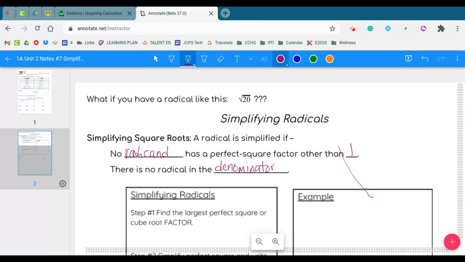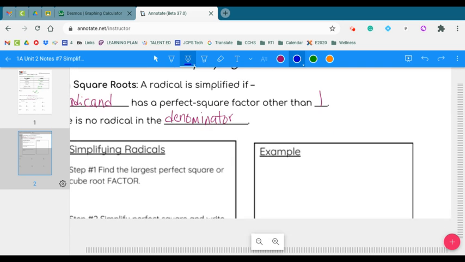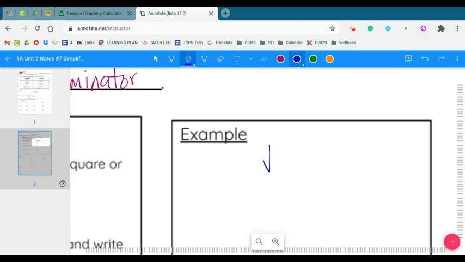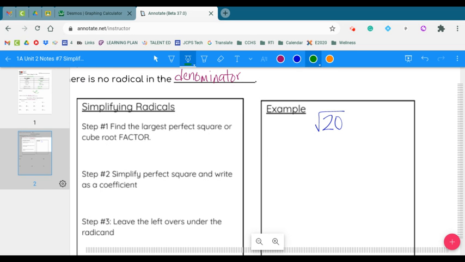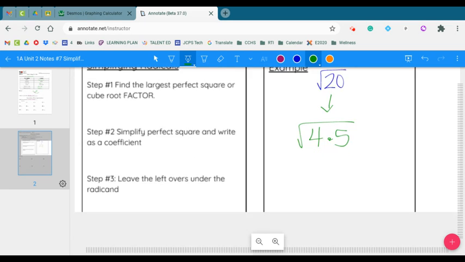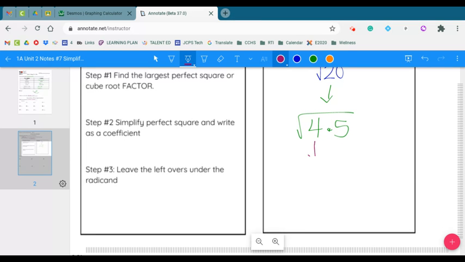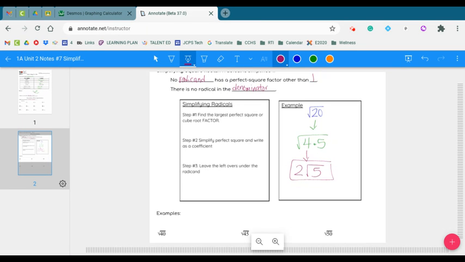It says step 1. Find the largest perfect square or cube root factor. So we've got the square root of 20. That's still our example. We have to think, okay, what's a multiple that goes into 20 that is a perfect square? So if we think about it, we know that 4 is a perfect square, and 4 times 5 equals 20. We know that the square root of 4 is 2, so that's going to come over to the outside. 5 does not have a perfect square that goes into it, so we leave it inside the radicand. And that's exactly how we're going to do it each time.